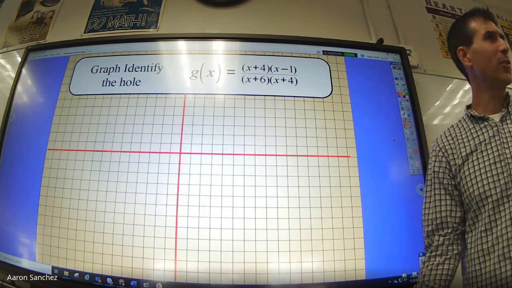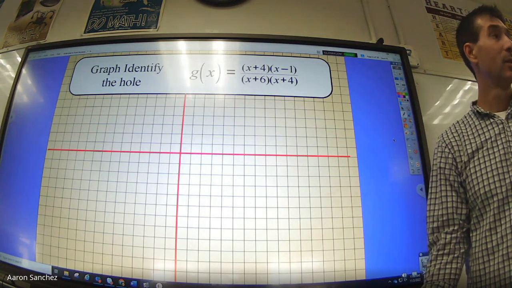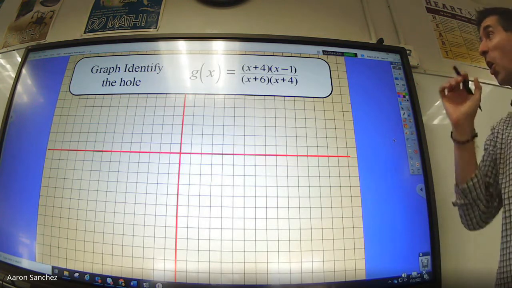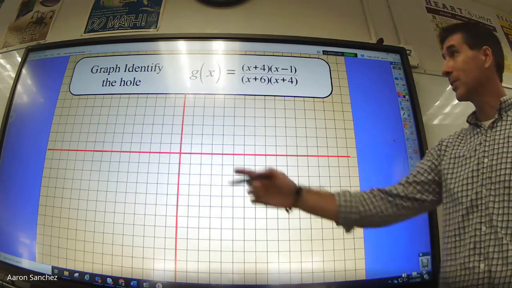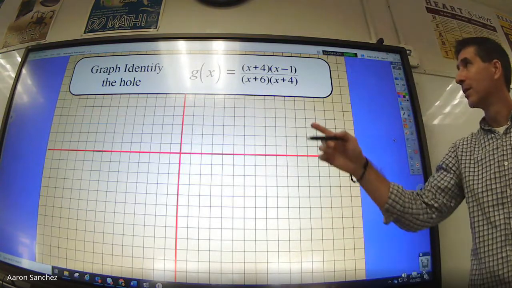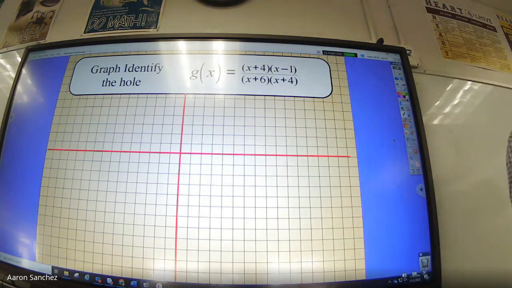This was easier than the first one we did. Is there a hole? Oh, yeah. How do you know? Because it says identify the hole. Negative 4 is the hole. It is not a zero.